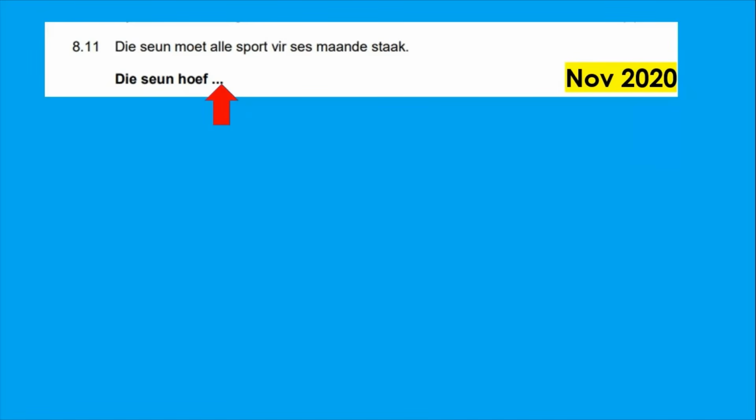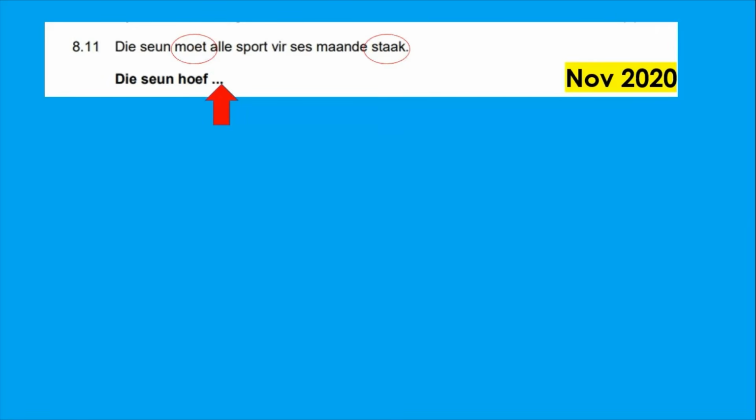Okay, let's read the sentence. Die seun moet alle sport vir 6 maande staak. So we have moet, which we know by now is going to fall away because we have a new verb. And then we have to look for our verb. There it is. So, just like behoort, we're going to put te in front of the verb. But very important to remember here, after hoef, we're going to put a nie.